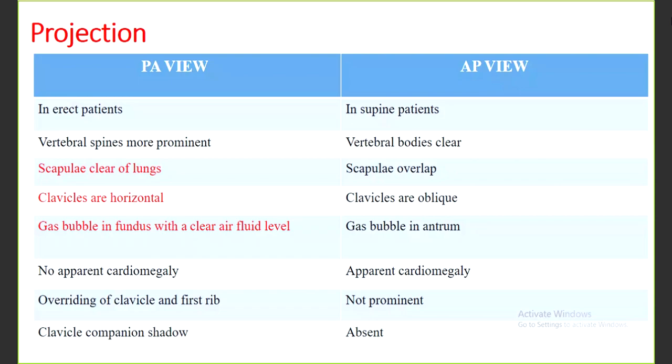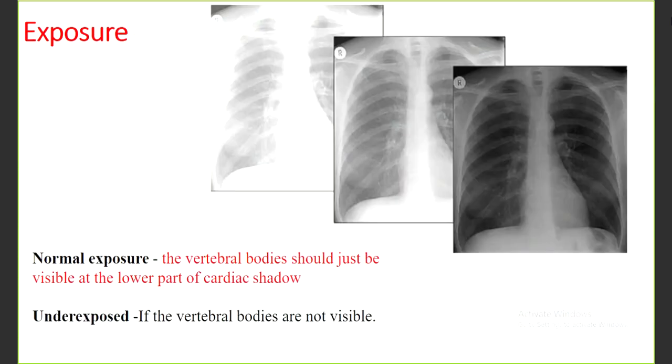If we take an AP view, then it is quite common that we feel there is an apparent cardiomegaly. And in PA view, there should be overriding of clavicle and first rib. So all these findings will tell us that we are looking at a PA view. And always, as a cardiologist, to get more ideas out of our chest X-ray, it should be a PA view which is not rotated and taken in erect posture with deep inspiration.